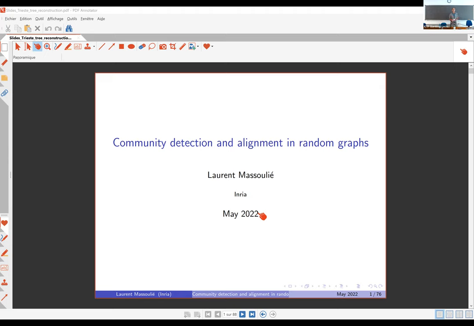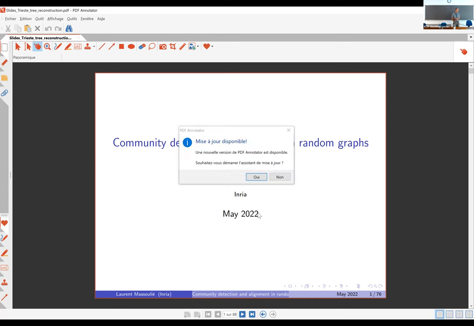Second, they have a nice mathematical structure. They are to some extent tractable. There are non-trivial things that can be said about them.